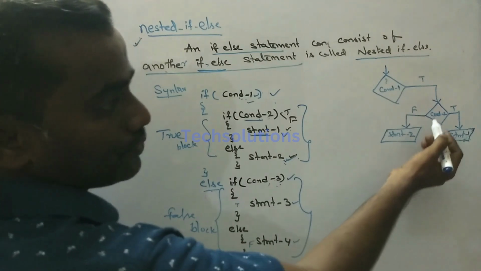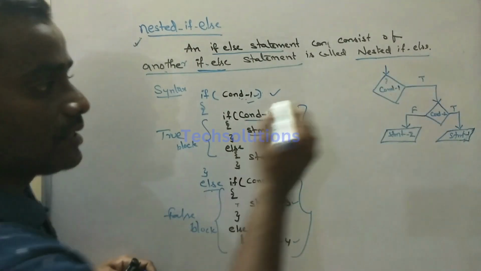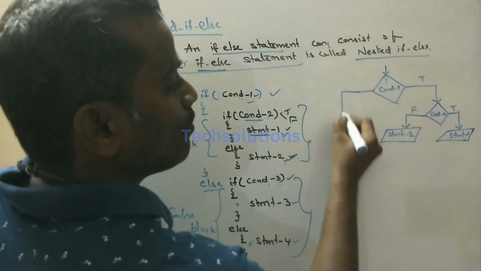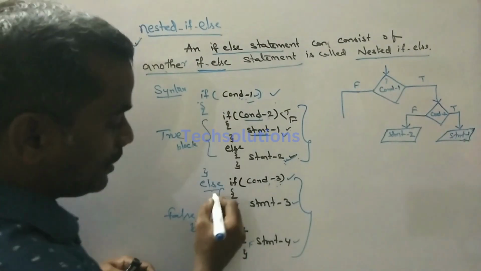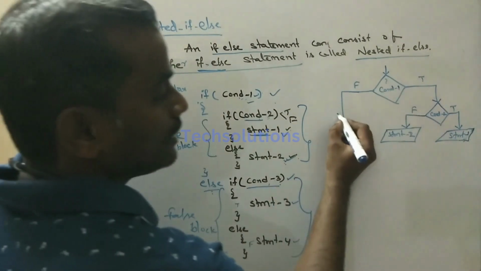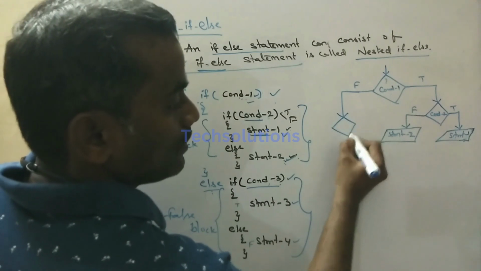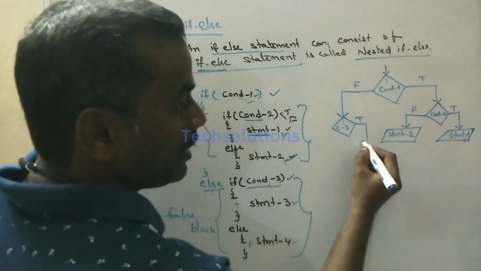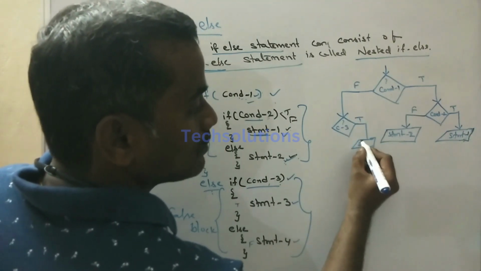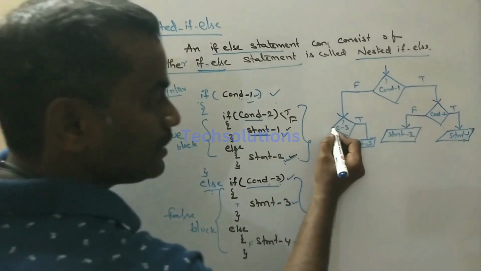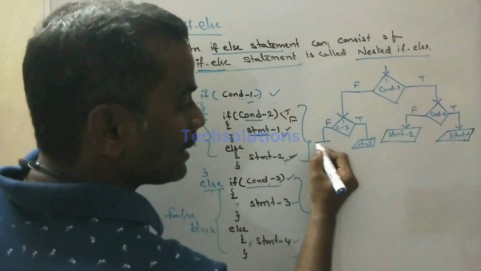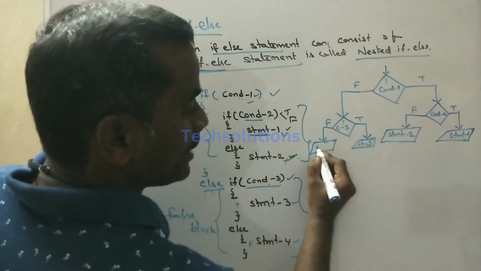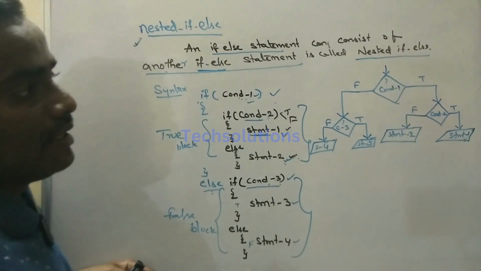This is executed whenever condition 1 is true. Suppose here condition 1 is false. What can I do? I want to check one more condition, that is condition 3. When condition 3 is true, I can execute statement 3. Suppose condition 3 is false, I can execute statement 4. Clear?